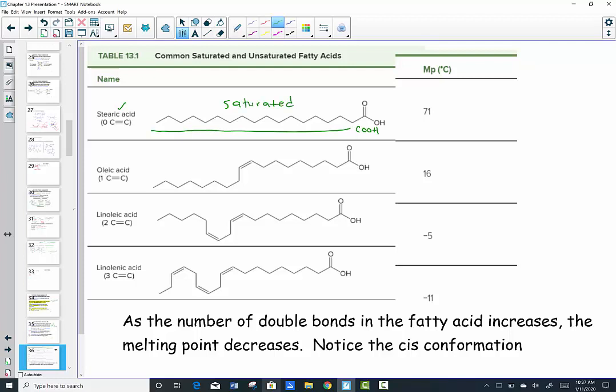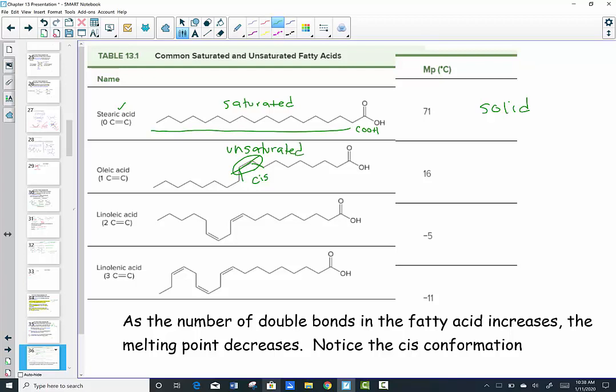Oleic acid has one double bond, and notice that it's the cis conformation. Naturally occurring elements such as these fatty acids prefer the cis configuration. Notice they're coming out on the same side of the double bond. We have a very low melting point comparatively to the stearic acid, which was saturated. So unsaturated when I see the double bond, and this would be a liquid at room temperature. Room temperature approximately is about 25 degrees Celsius.